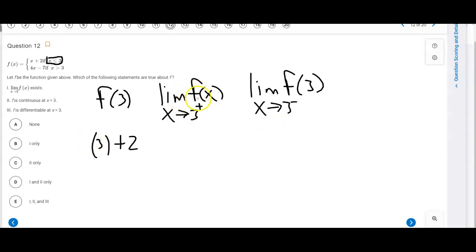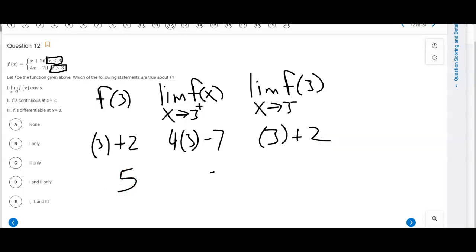And for approaching 3 from the right, I'm looking for where x is greater than 3, so that would be this piece right here, the bottom one. So for that one, I'm going to plug in 3 as well. And then for where x is approaching 3 from the left, that's going to go back to the top where x is less than 3. So let's see if all three of these come out to be the same. This is 5, this is 5, and this is 5. They're all 5. And since they're all 5, it must be continuous. And if it's continuous, the limit has to exist also.